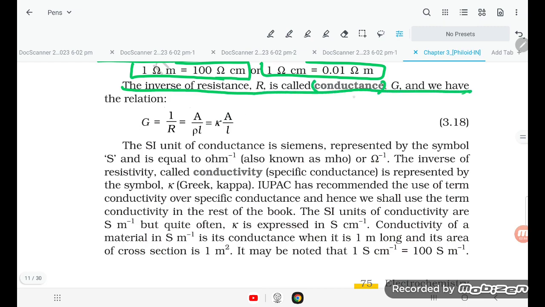Conductance is capital G, and we have the relation: the inverse of resistance. If you place the value of R, it becomes A by rho L. After that, what is it going to be, students? 1 by rho is going to be a constant, so G is equal to kappa A by L, right?